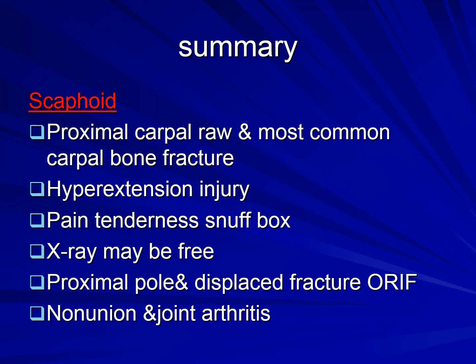As regards the scaphoid fracture, the scaphoid is the boat-shaped bone in the proximal carpal row. Most common carpal bone to be fractured. Hyperextension is the mechanism of injury, and usually there is pain and tenderness at the anatomical snuff box. X-ray may be free. Proximal pole and displaced fracture is an indication for open reduction and internal fixation. Non-union and joint arthritis are common complications.